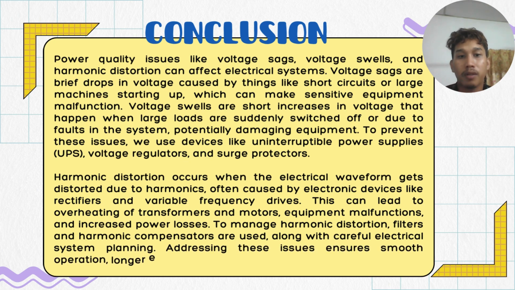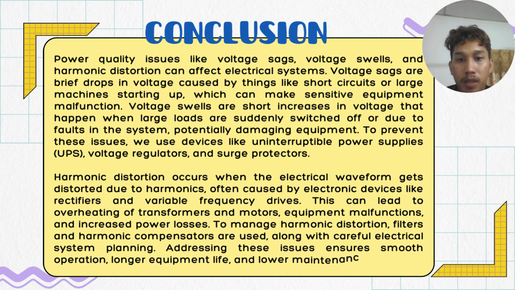To manage harmonic distortion, filters and harmonic compensators are used along with careful electrical system planning. So, addressing these issues will ensure smooth operation, longer equipment life, and lower maintenance costs.